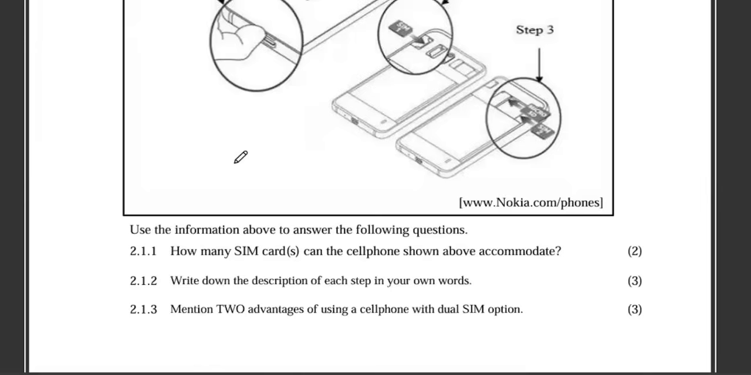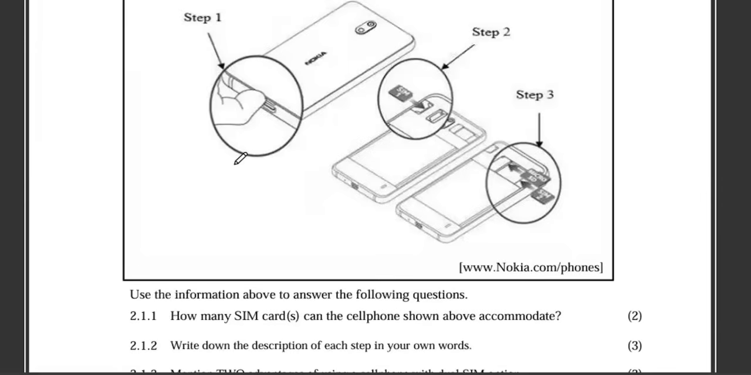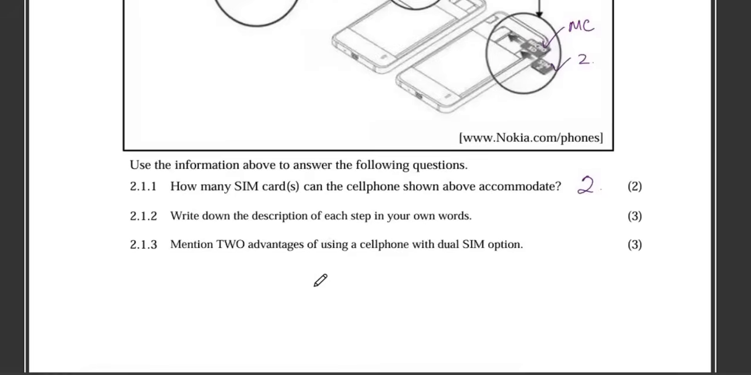They're asking us, how many SIM cards can the cell phone shown above accommodate? Look here. This shows SIM 1. And when you look here, you have the micro SD, which is a memory card, and SIM 2. So how many are they? We shall say 2.